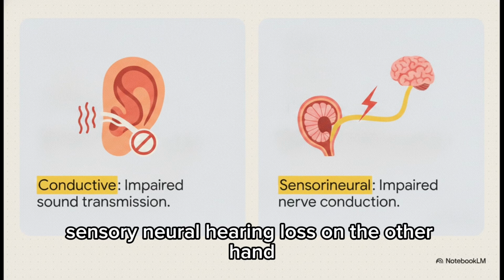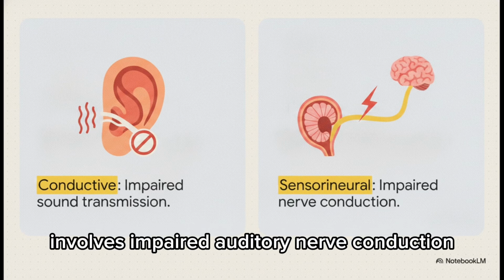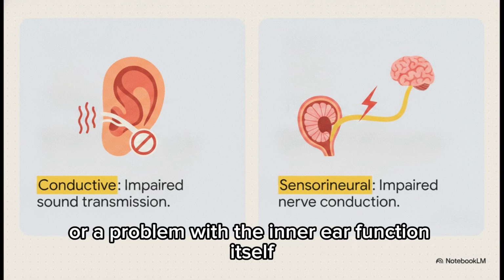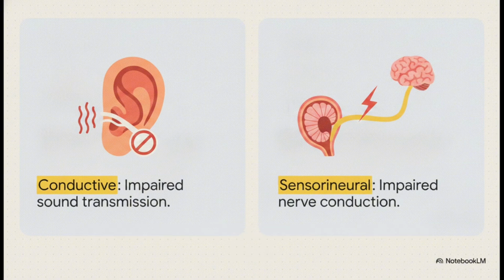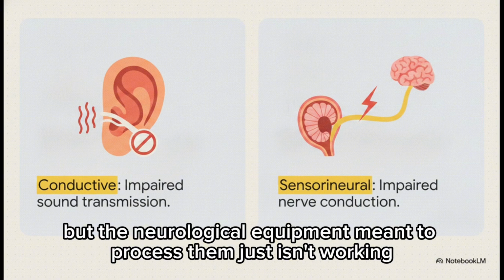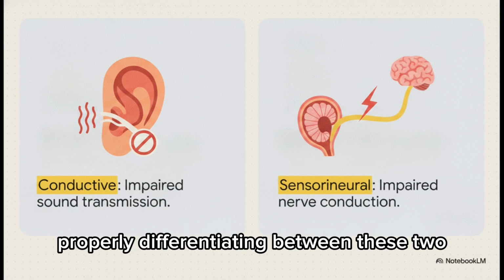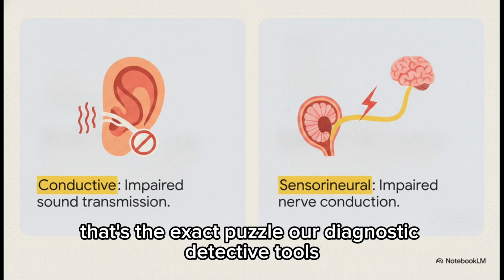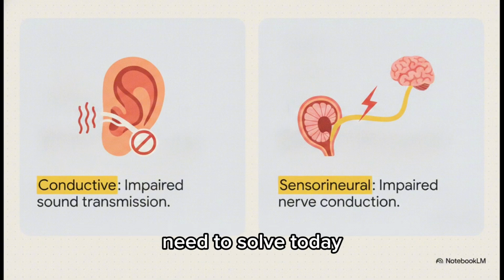Sensorineural hearing loss, on the other hand, involves impaired auditory nerve conduction or a problem with the inner ear function itself. So in this scenario, the sound waves are actually arriving, but the neurological equipment meant to process them just isn't working properly. Differentiating between these two, that's the exact puzzle our diagnostic detective tools need to solve today.